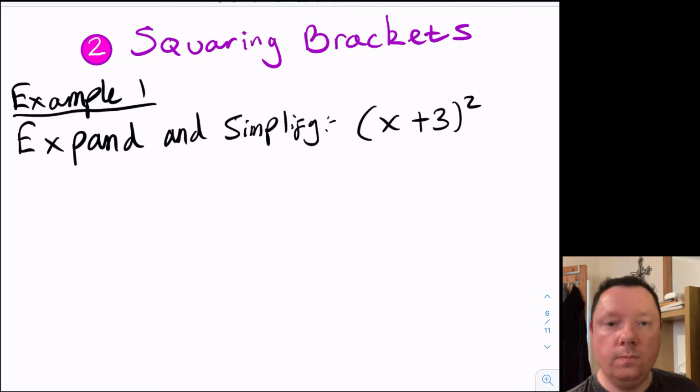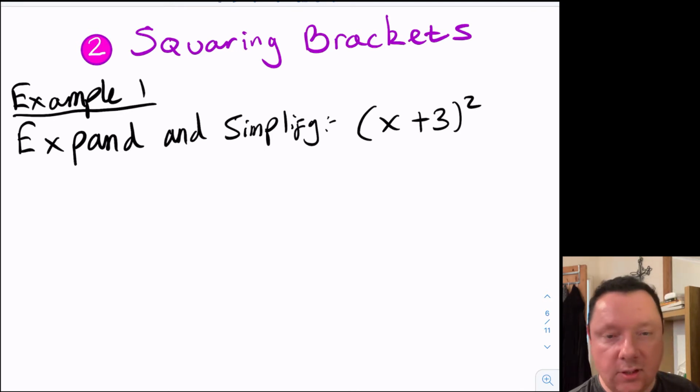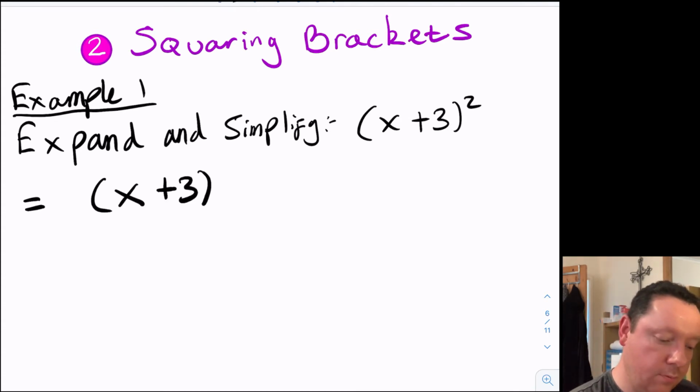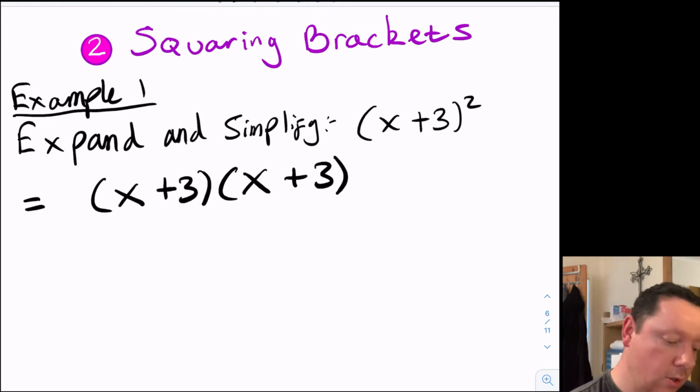Okay, part 2, squaring brackets. Example 1 says expand and simplify x add 3 squared. Notice the squared is outside the bracket, so it means the whole bracket is getting squared here. So all that means, like when you square anything, is times it by itself. So I've got x plus 3 times by itself x plus 3. And now the problem is just turned into what it is like in the previous examples. So I can just draw a grid.